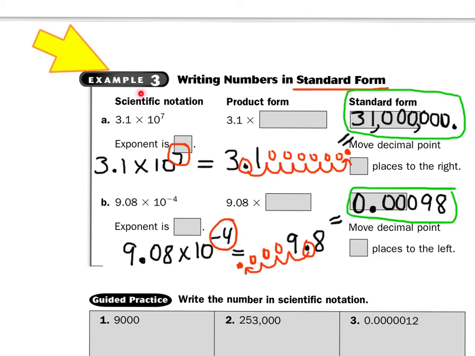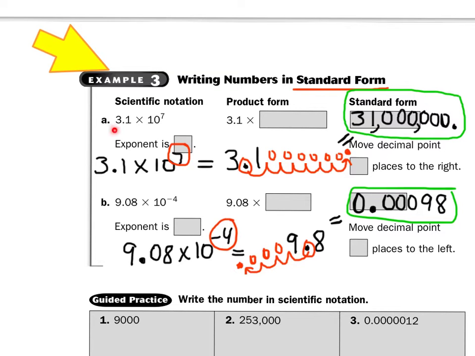Okay, now in example 3, they're going to change it on us. They want us to write the numbers in standard form. Now, I haven't mentioned standard form before, but standard form is just the normal way you would normally see the numbers written, with all the commas and all the zeros, okay? That's what standard means. So this is even easier, I promise.